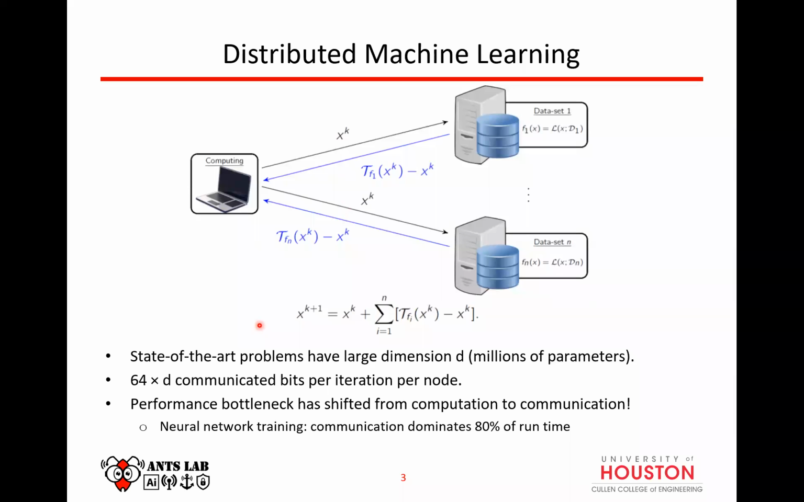While this is a very important method and widely used, we know that the state-of-the-art problems which use distributed machine learning have millions of parameters. So they have a really large dimension. Let's say the dimension is indicated by D, then for floating point, double precision numbers, let's say 64-bit, the number of bits communicated per iteration per node can go up to 64 times D. So we see that this creates a huge communication bottleneck.